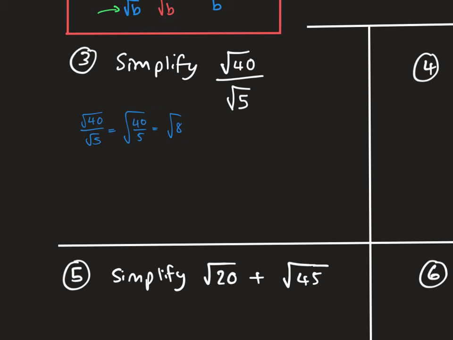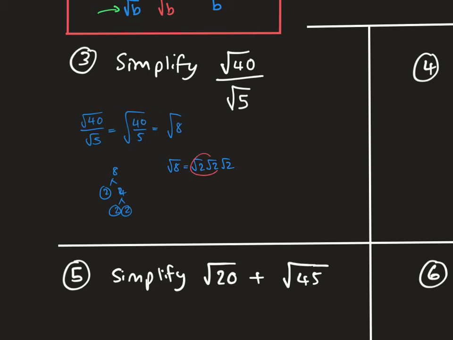Now, root 8 can be split down, so we know 8 is the same as 2 times 4, and the 4 can be split down into 2 times 2. There we go. So we know that root 8 is the same as root 2, root 2, root 2.